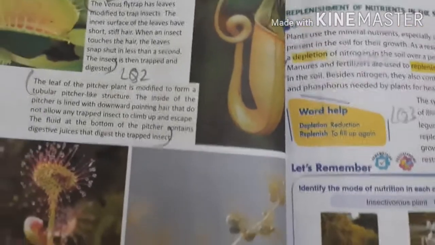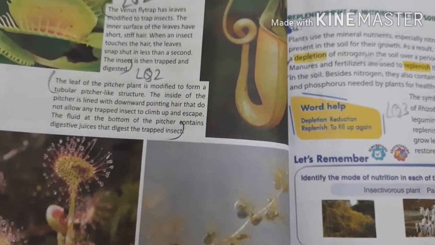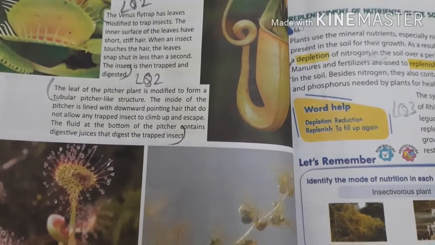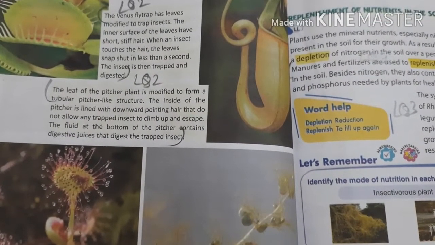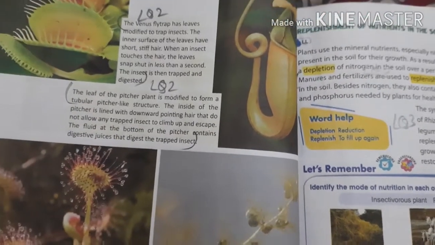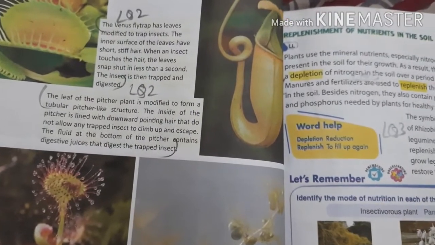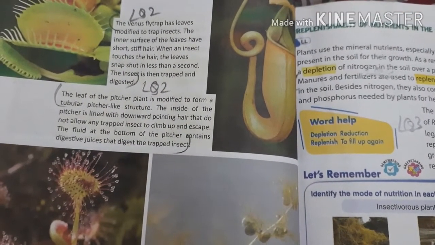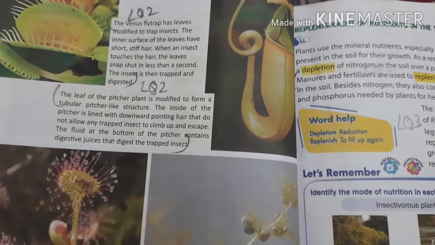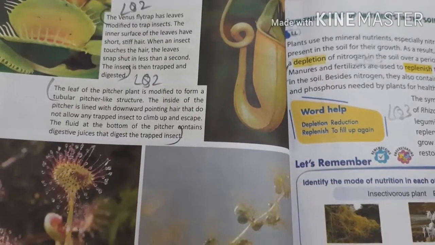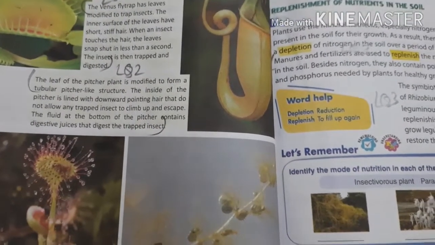And the second point you will write about is the pitcher plant. The leaf of the pitcher plant is modified to form a tubular, pitcher-like structure, and the inside of the pitcher is lined with downward-pointing hairs that do not allow any trapped insect to climb up and escape. The fluid at the bottom of the pitcher contains what? Digestive juice that digests the trapped insect. So this much, till the bracket ends, you will write.